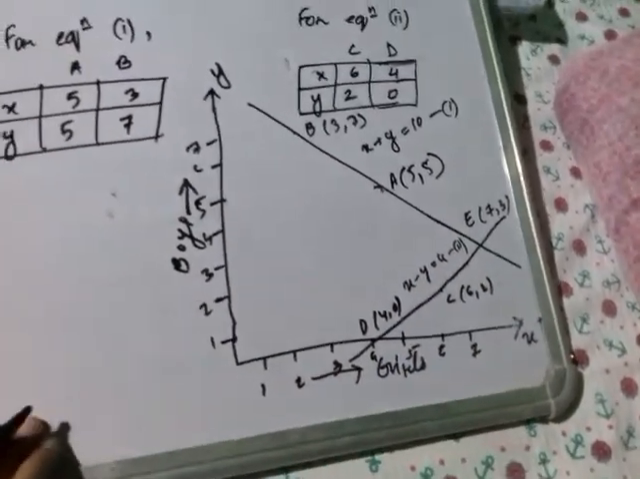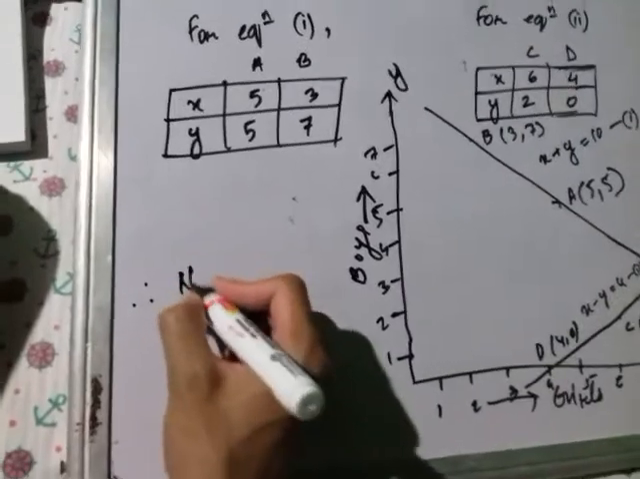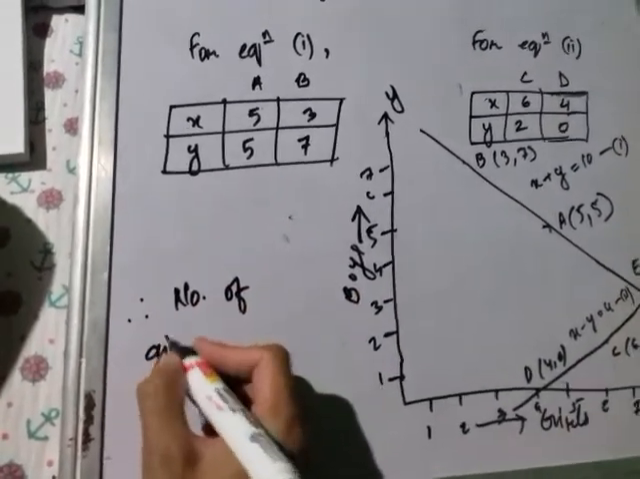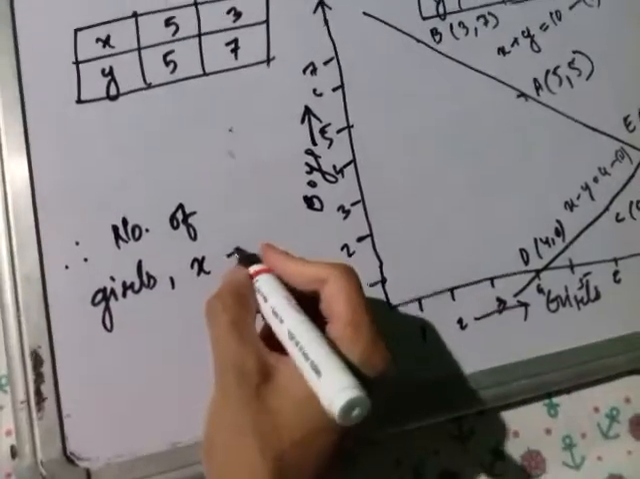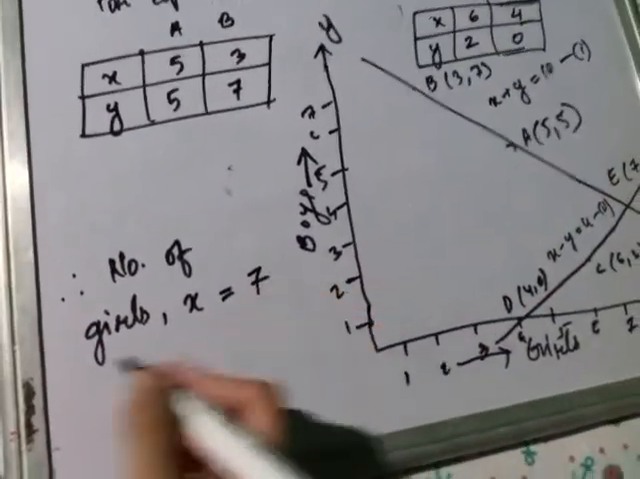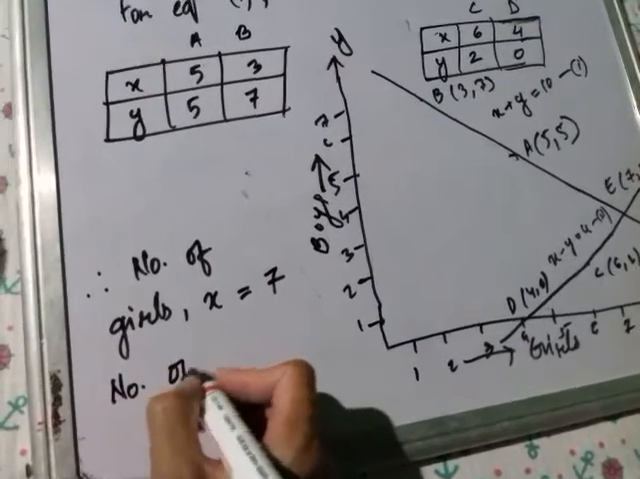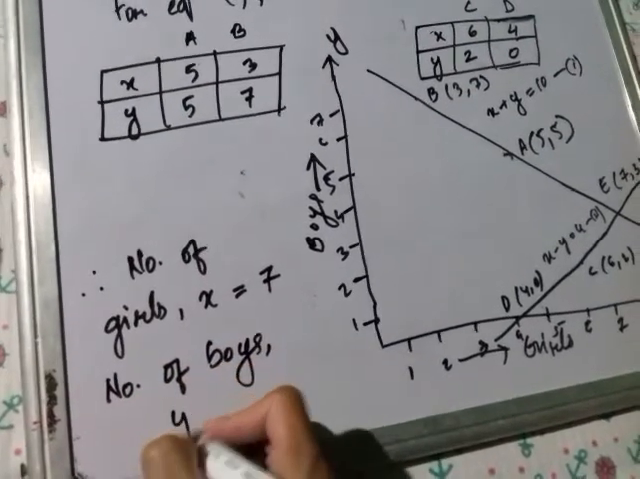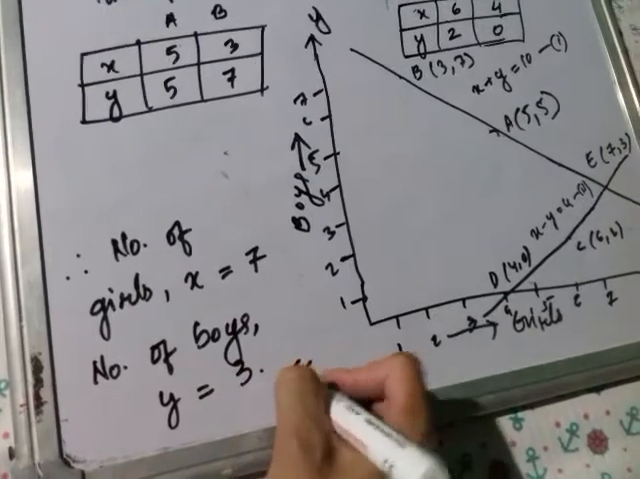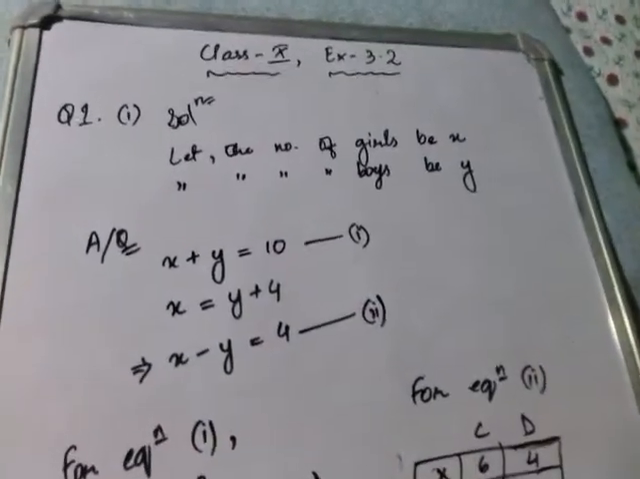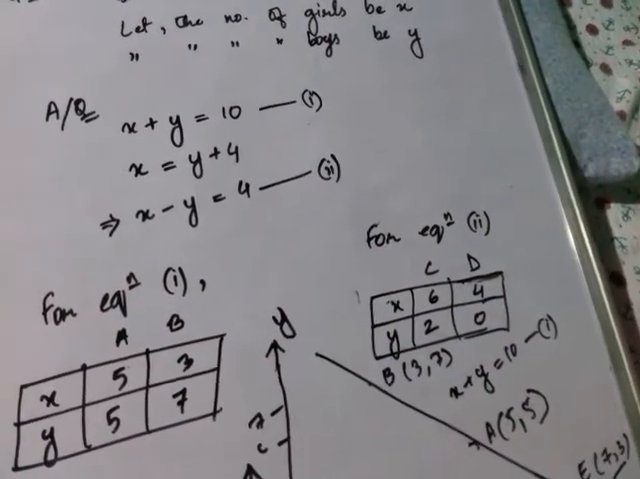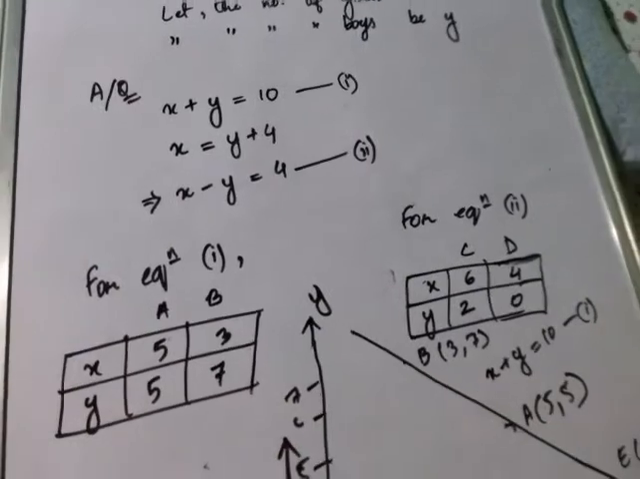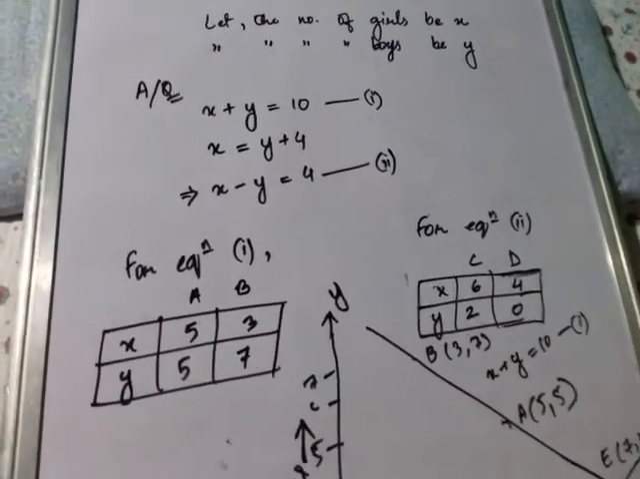Understand? So you will write here, therefore the number of girls, x, we took x here. How much? 7. And the number of boys, y equals how much? 3. So these are the answers. This is the solution of question number 1, Roman number 1. Roman number 2 will be your assignment. So what is Roman number 2? You see, 5 pencils and 7 pens together cost rupees 50.